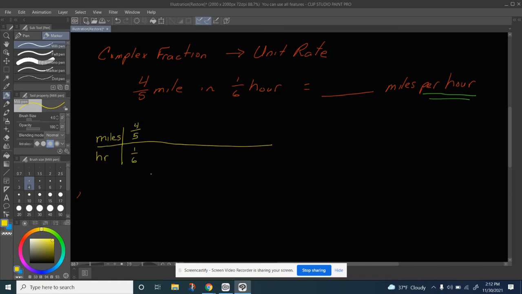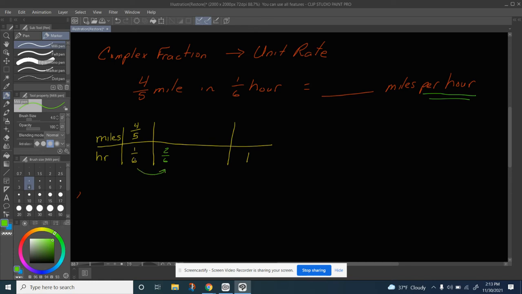And by logic, we should be able to say that if we wanted to get to 1 hour, and that's going to be our ultimate goal, I'm going to put over here 1 hour. We want to figure out how many miles that is. So I'm just going to go through a brief scenario. Let's imagine that we wanted to figure out how far we would go in 2/6 of an hour.